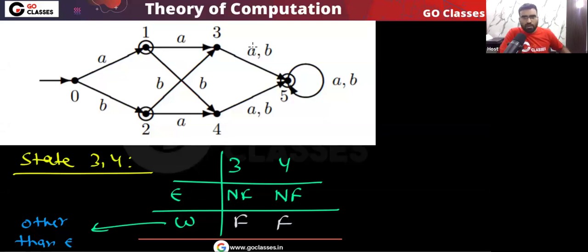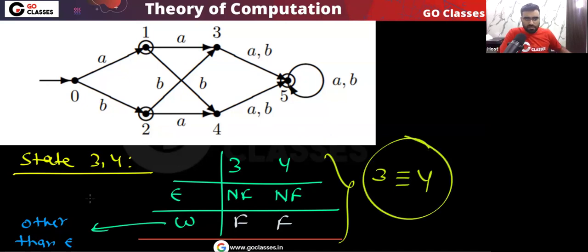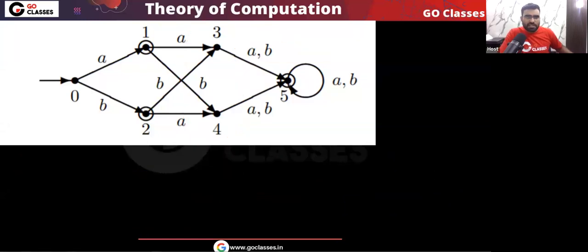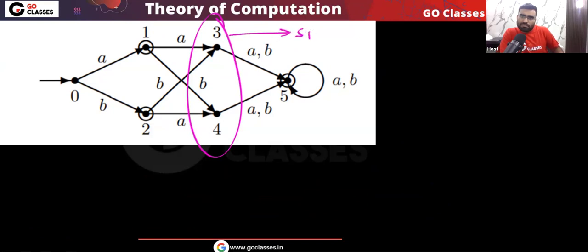Do you agree that this state 3, 4, on empty string, they are going to non-final? This 3 is going to non-final, 4 is going to non-final. On every other string, they are going to final. So I can say state 3 is equivalent to 4. Yes or no? So I can merge them. You can consider them as the same state, a single state 3 4.